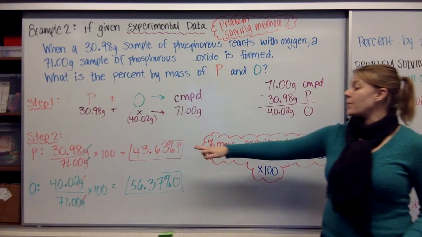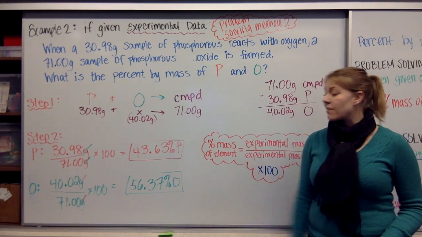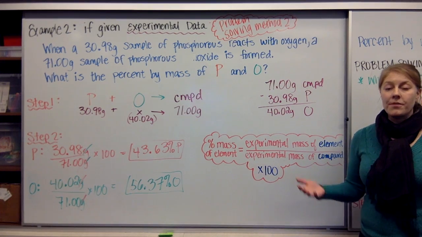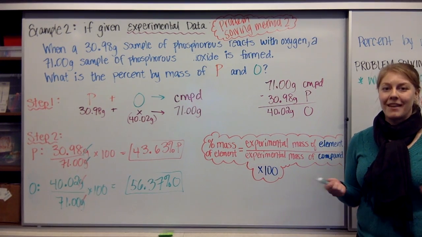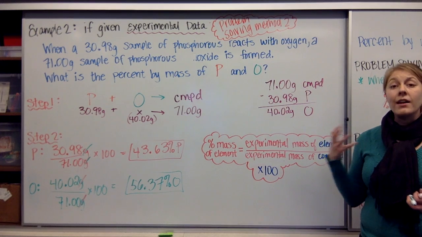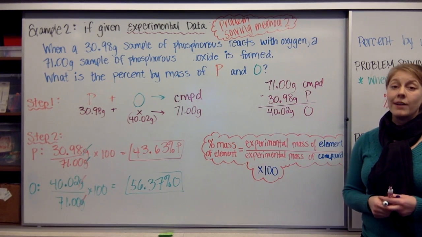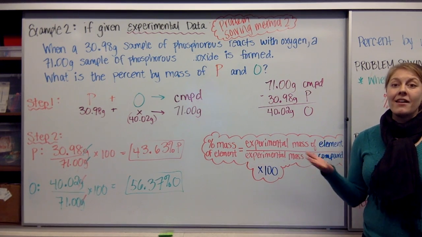All right, now double check our answer. When you add 43.63 plus 56.37, do you get 100%? You get exactly 100%, right? So that is how you kind of know, and you can check your work to make sure you're on the right track. That's it for percent composition.